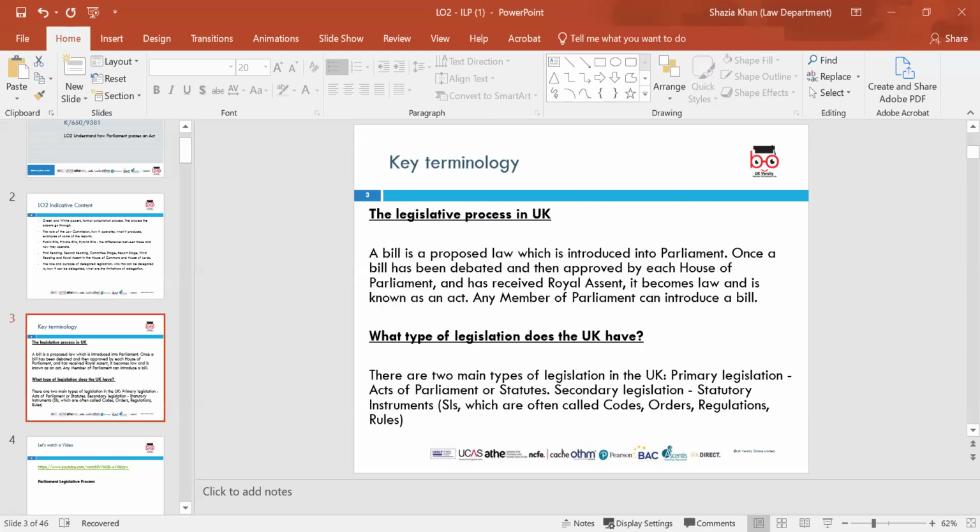So the key terminology: the legislative process is a bill is proposed through Parliament, then it goes through a process, and then it goes through the different stages, and then it goes through delegated legislation and is passed through Parliament. So what types of legislation does the UK have? They have primary and secondary legislation, which we'll look a little bit at later on.